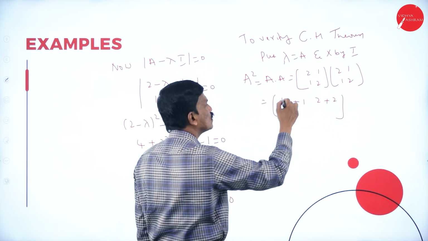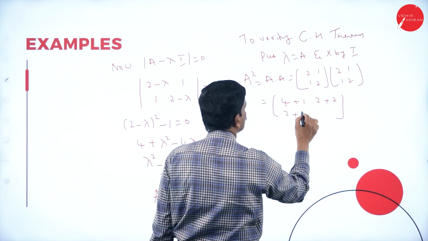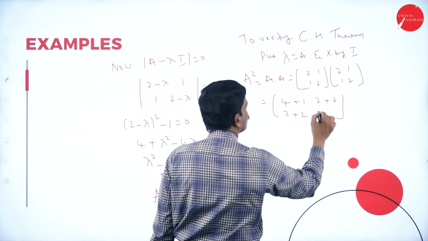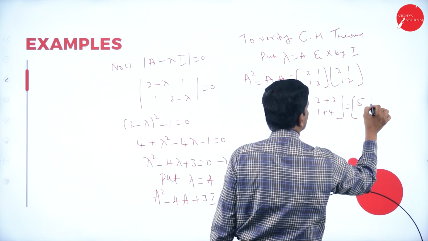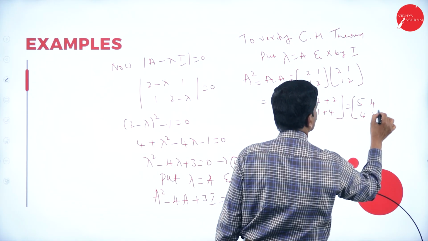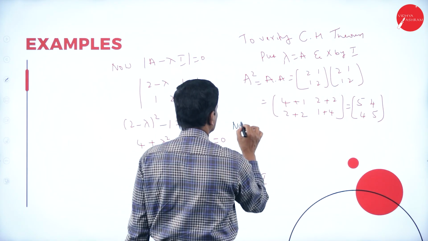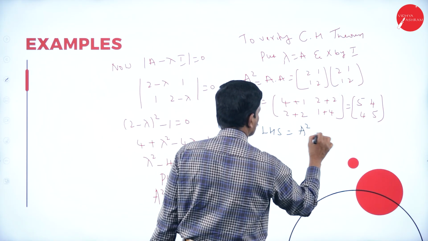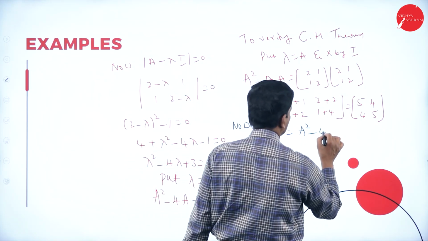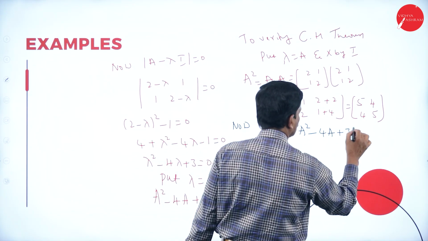Again, second row, first column: 1 2s are 2, plus 2 1s are 2. Again, 1 into 1 is 1, plus 2 2s are 4. That's equal to 5, 4, 4, 5. Now take LHS. What is LHS? A square minus 4A plus 3I.